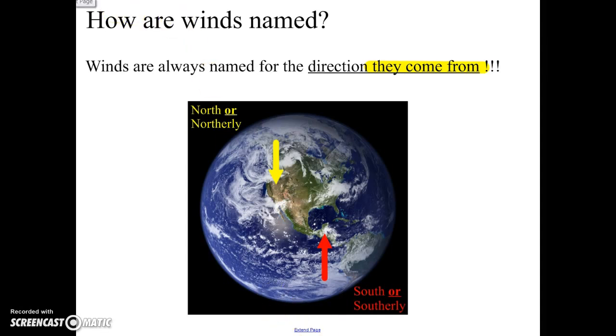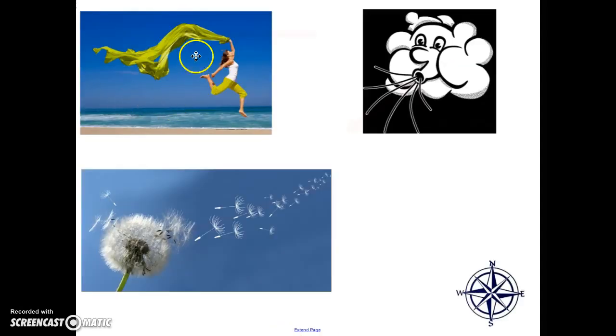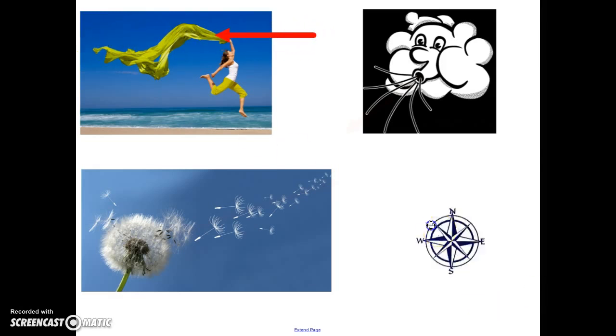Let's take a look at a couple others. In this picture, you have this woman on the beach, and the wind is blowing her towel or whatever that thing is, blowing it behind her. If we look at our compass down here, it's blowing this object towards the west, but it's coming from the east. So that would be called an east or an easterly wind.